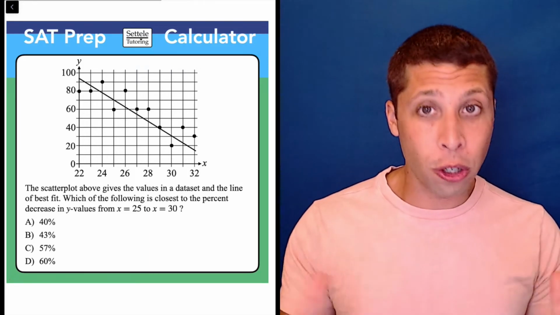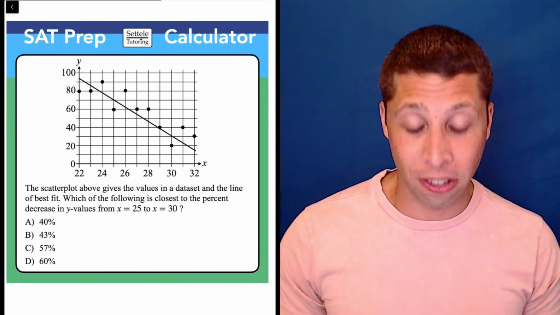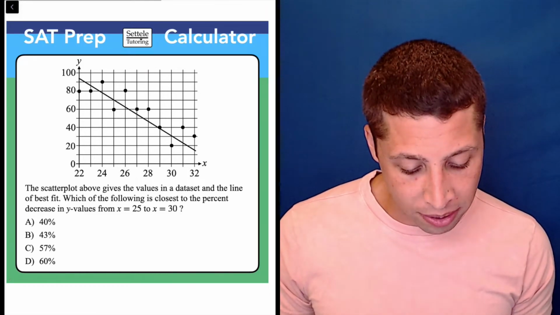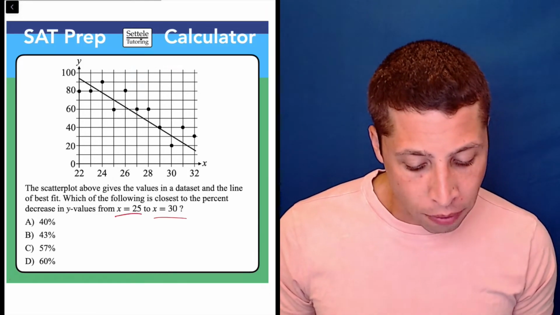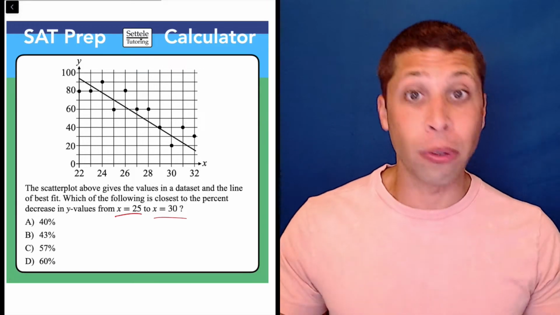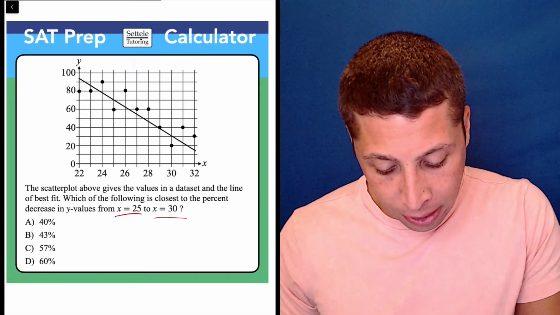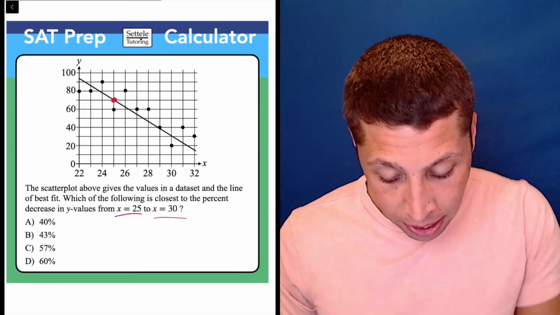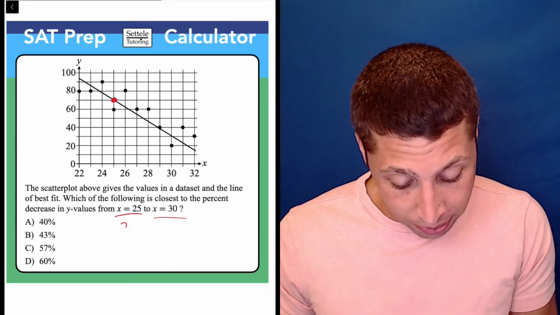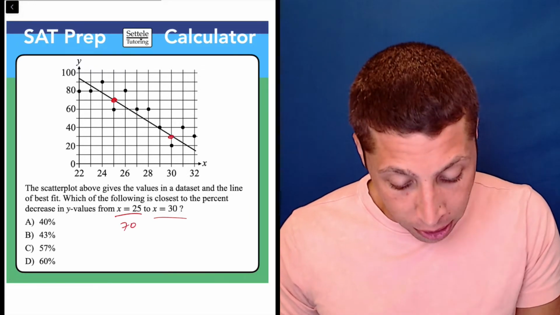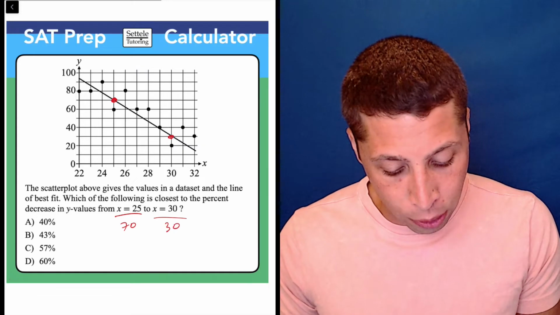So what we first need to do is just follow the instructions and go to the right places on the graph. In this case, it says, what is the percent decrease in y values from x equals 25 to x equals 30? So let's get those y values. At x equals 25, that's going to be right here. We clearly have a y value of about 70, okay? And then at 30, we can see down here that we have a y value of 30.